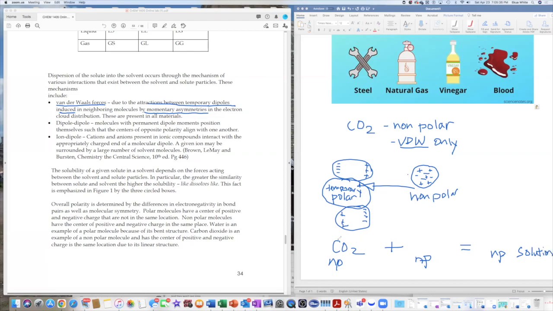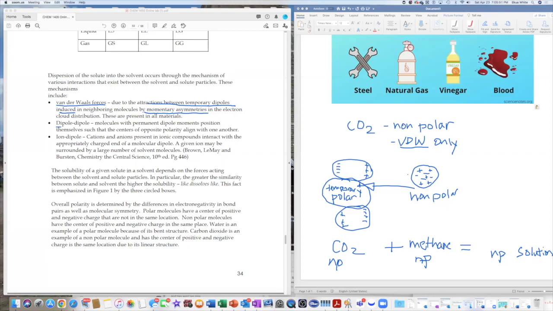So I'm giving you the bottom line. CO2, it can't be water. It has to be something else, maybe like methane, something like that, okay? Something that's nonpolar. And when you add these two, you get a nonpolar solution.